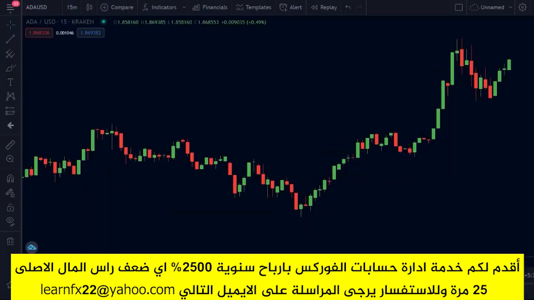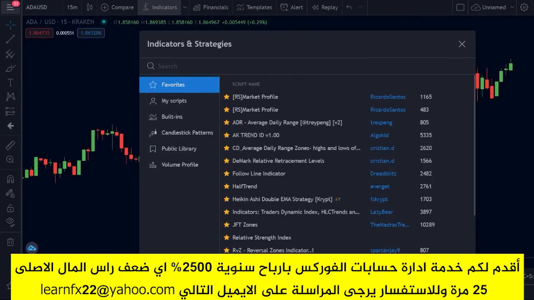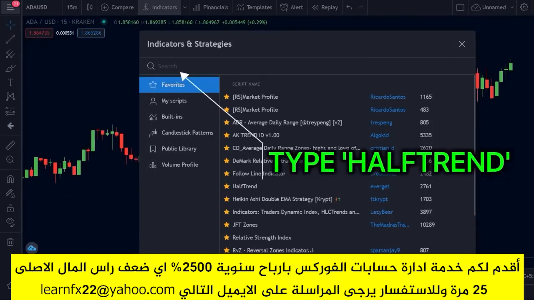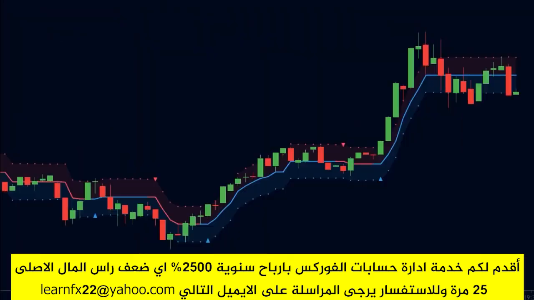First, open up a chart on TradingView. Then click on the Indicators button. A small window like this will appear. Then, type in half-trend in the search bar. Now, click on the first indicator. Make sure that the name of the creator is Everget. Now, you have successfully plotted the indicator. This is how the indicator will look.